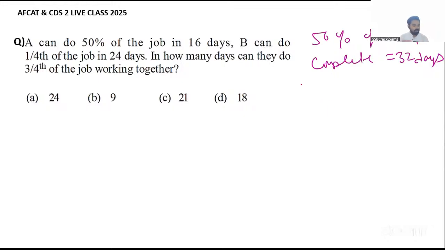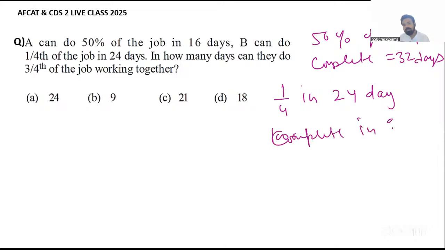Nothing to worry about. Next, B can do 1/4 of the job in 24 days. So 1/4 means 25% of the work in 24 days, which means the complete 100% in 96 days. See, A was doing 50% in 16 days, so he will complete in 32 days. B was doing 25% in 24 days, so he will complete in 96 days. Just multiply 24 by 4.